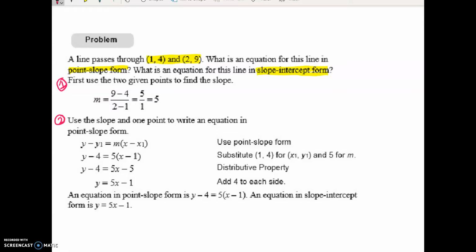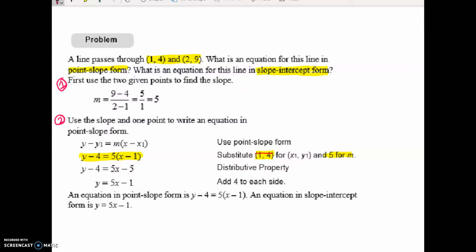Then step 2 is to use this slope and one of the points given to find the equation in point slope form. So I'm going to use the formula for point slope form. They picked the first point. So they're going to substitute 1, 4 in for x1 and y1, and then you substitute 5 in for your m. So that's what they did here. So there is their equation in point slope form.